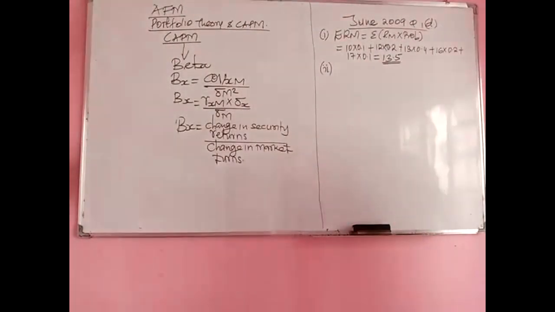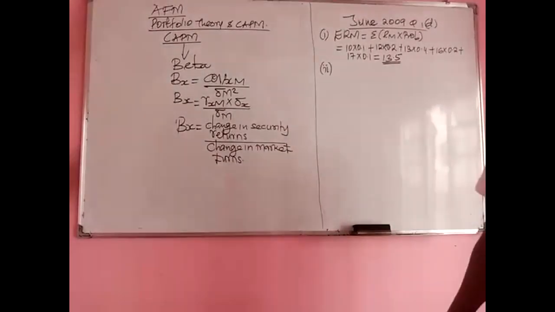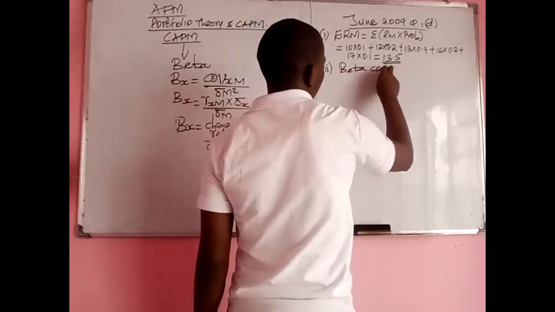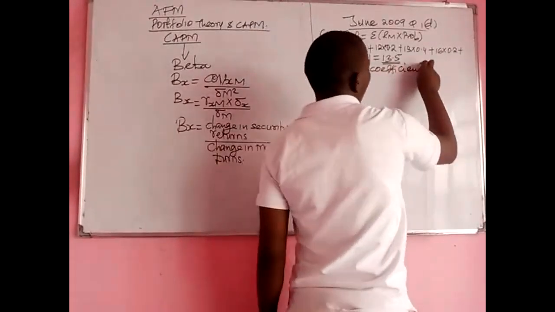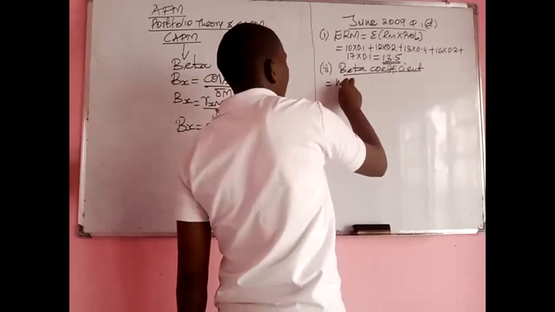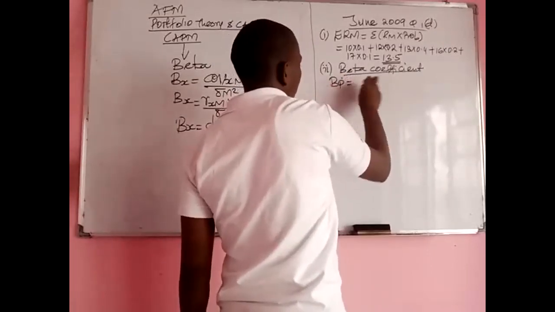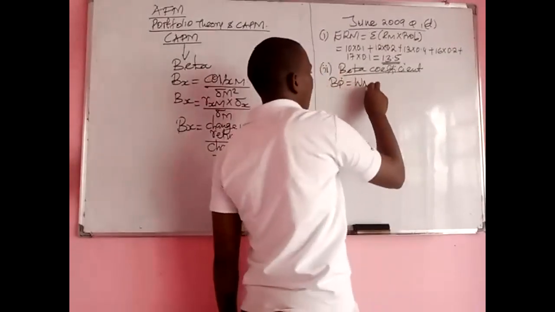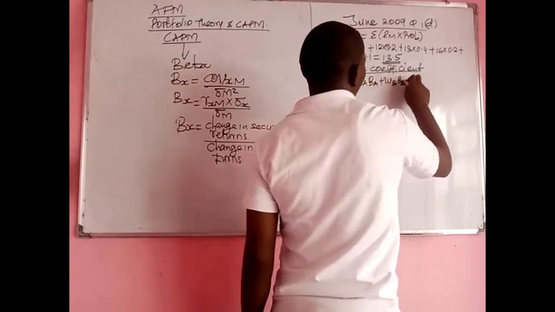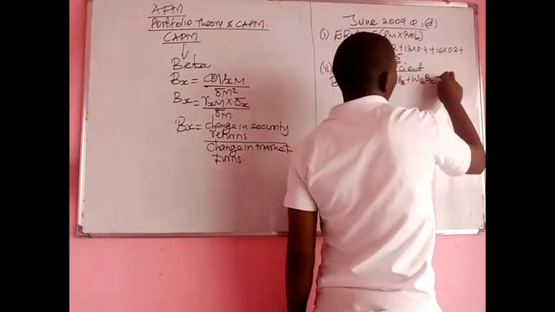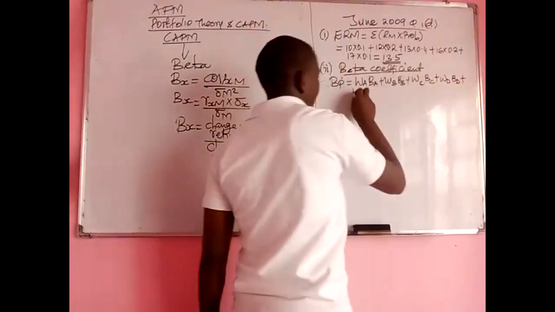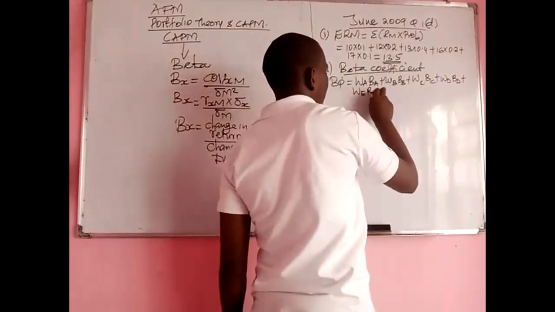Roman number two, you are required to give the beta coefficient of the investment fund. This is how you get it. The beta of the portfolio investment fund will be given by weight of A multiplied by beta of A, plus weight of B, beta of B, weight of C, beta of C, weight of D, beta of D, and weight of E, beta of E.